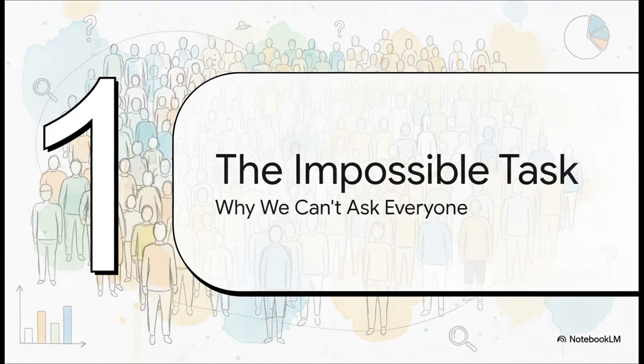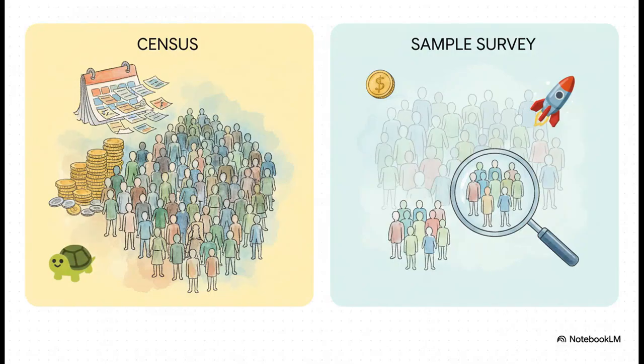Okay, so let's dive right in. You know, the most obvious way to figure out what an entire group is up to is, well, to just ask every single member of that group, right? This method actually has a name. It's called a census. And while it sounds perfect on paper, in reality, it's often a truly massive, sometimes impossible challenge.